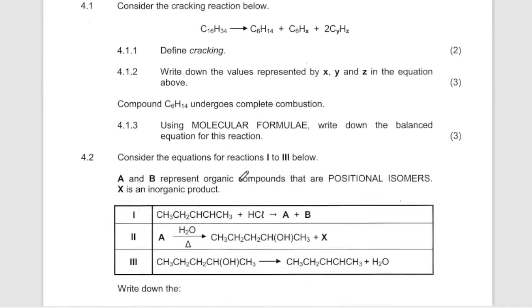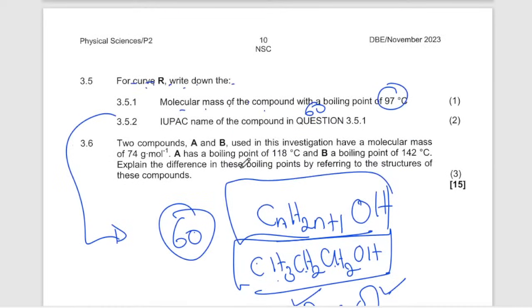What are they saying? Okay, I'm skipping a question. 3.6: they're saying two compounds A and B used in this investigation have the same molecular mass, and A has a boiling point of this, and B has a boiling point of this. Explain the difference in the boiling points by referring to the structure. Definitely, the two compounds A and B have the same molecular mass.